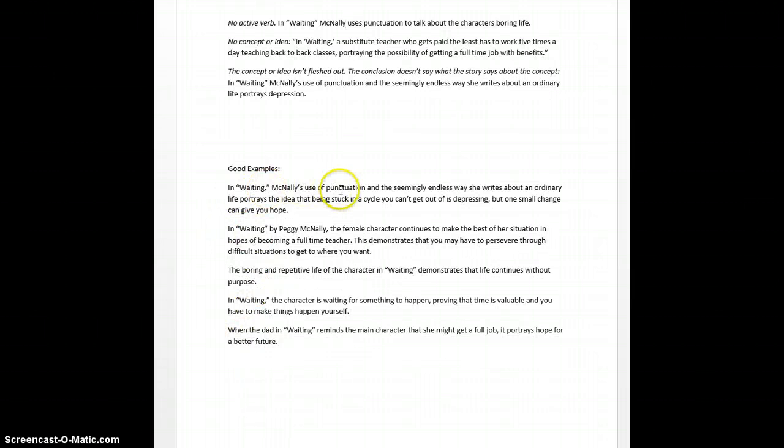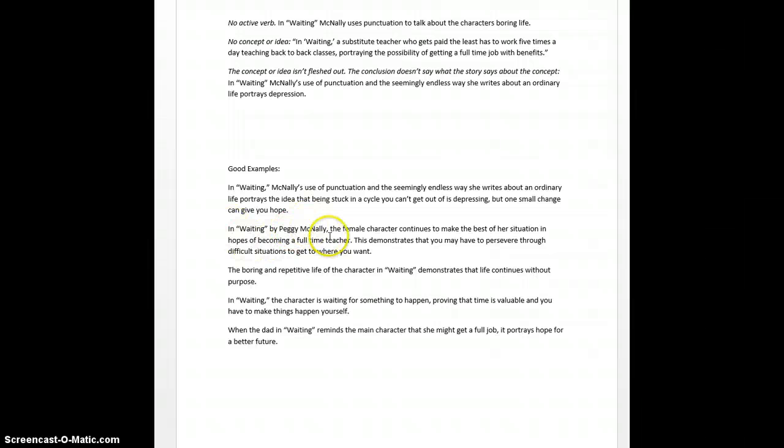"In Waiting, McNally's use of punctuation and the seemingly endless ways she writes about an ordinary life portrays the idea that being stuck in a cycle you can't get out of is depressing, but one small change can give you hope." So here we took what was one word, depression, and then we talked about what the author thought about that idea. All right, so we fleshed out that idea. We have portrays, which is an active verb, and we have what portrays the idea that being stuck in a cycle you can't get out of is depressing.